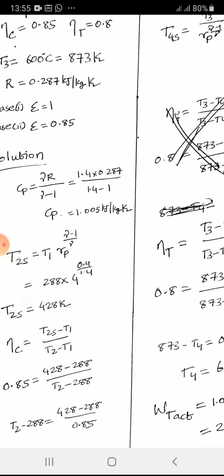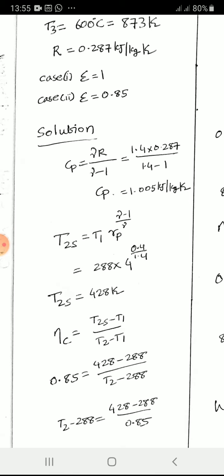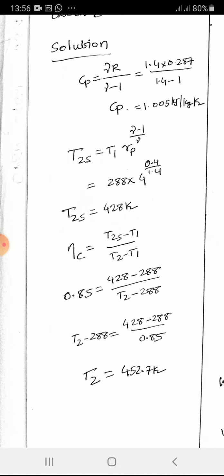So first step, we have to find the Cp value. We are given R and gamma. So Cp is equal to gamma R by gamma minus 1, which comes as 1.005 kilojoules per kilogram Kelvin. And then you have to find the temperature after isentropic compression, right? So the temperature after isentropic compression, T2s, will be equal to T1 Rp power gamma minus 1 by gamma, which is equal to 428 Kelvin. So isentropic efficiency is T2s minus T1 by T2 minus T1, as we saw in the previous problem. So actual temperature after compression is 452.7 Kelvin.